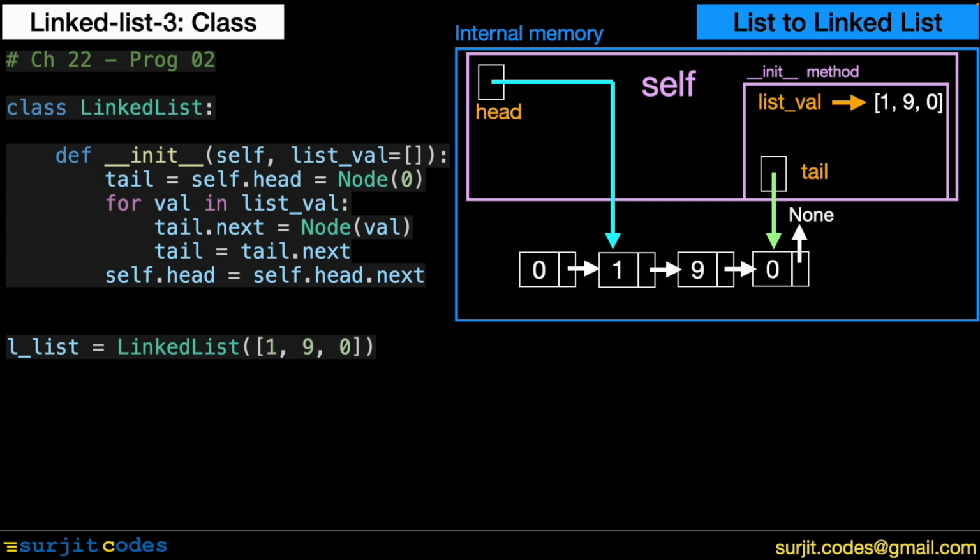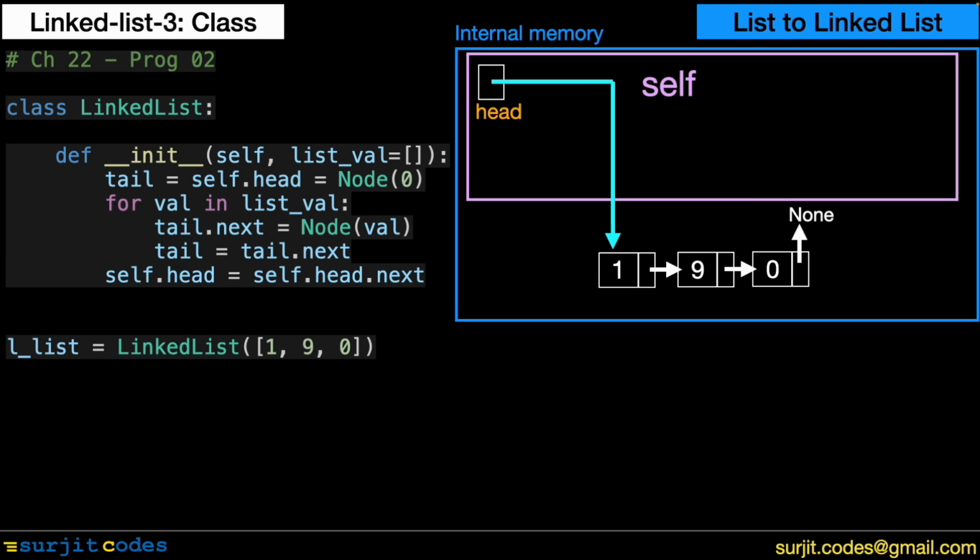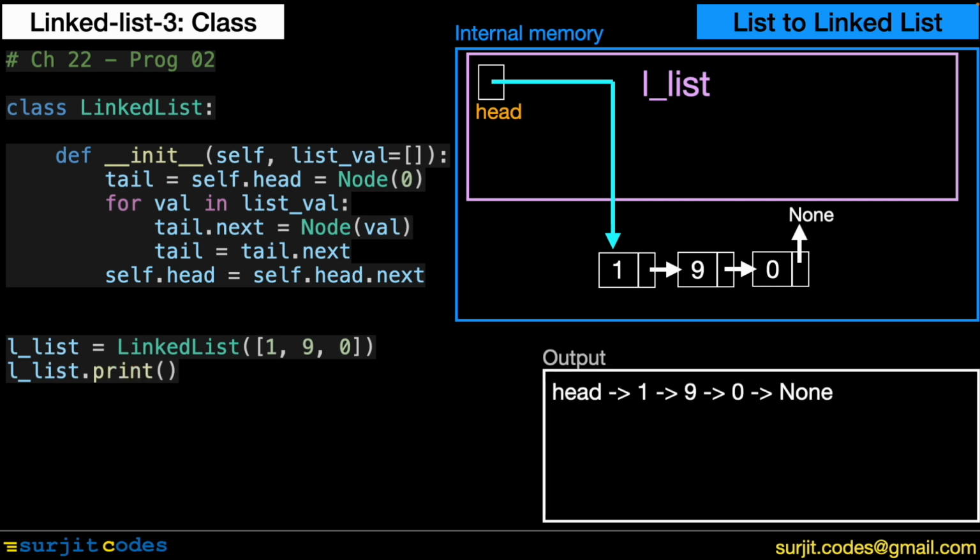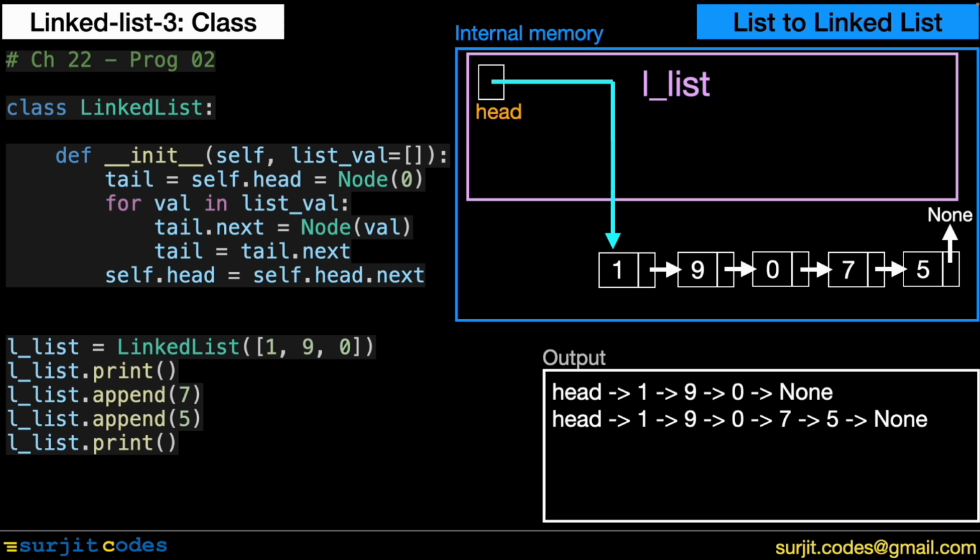This discards the temporary node, which is then cleared in the garbage collection cycle. The init method ends. We save the reference of the newly created object in list. Head is the only attribute of the object of the linked list class. We print it for our satisfaction. We can also append a few more nodes to it and print again.